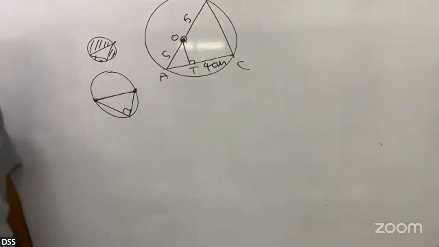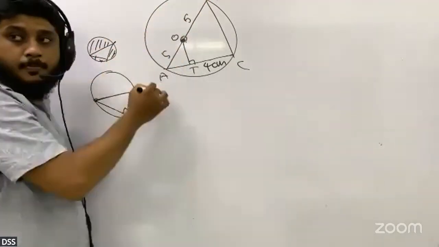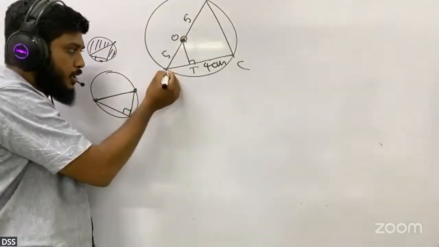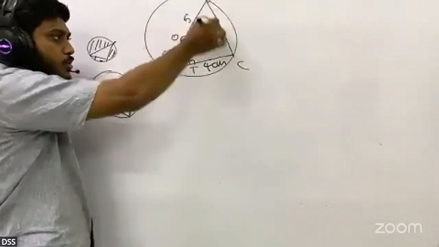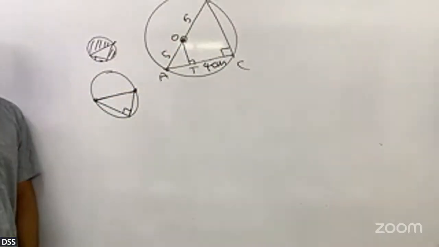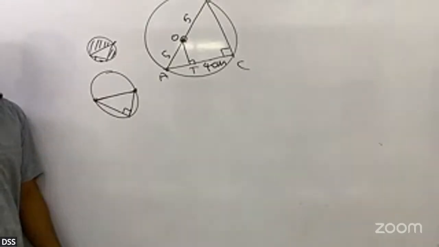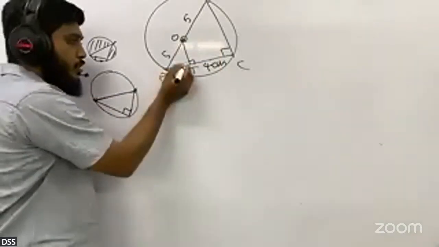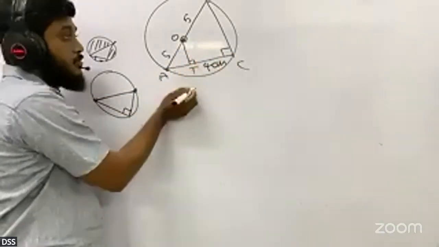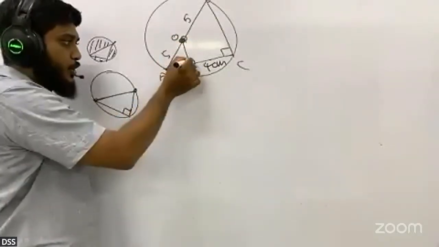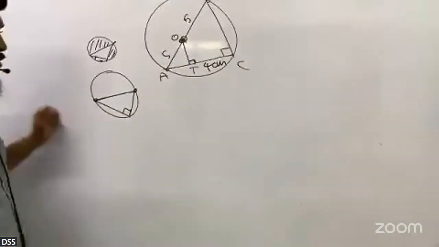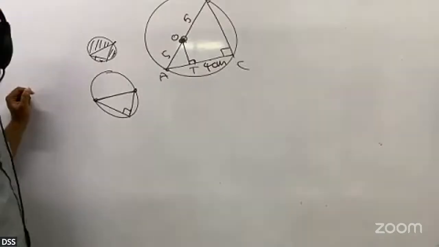So you can see this one is the diameter. Correct? From these two corners you join to form the triangle, then this should be 90 degrees. So you have to observe here, this 90 degrees. Then from the center of the circle, if you have joined to the chord, that is also 90 degrees. Another theorem is also here.